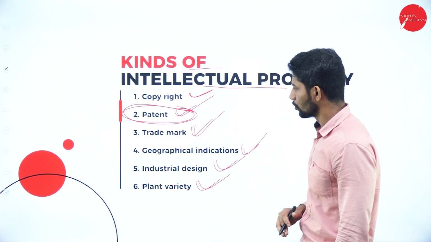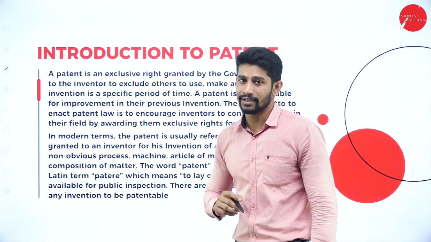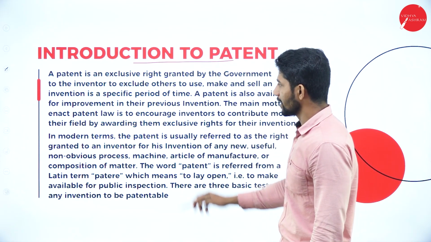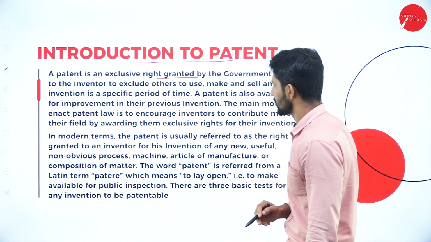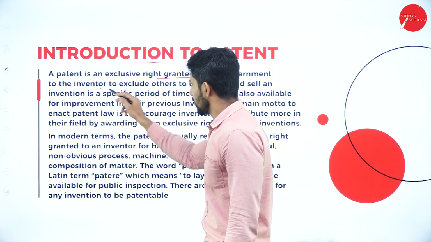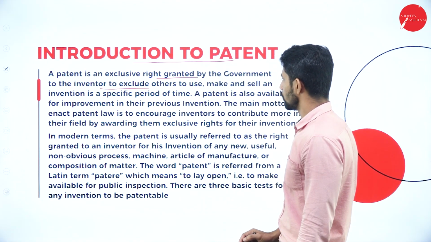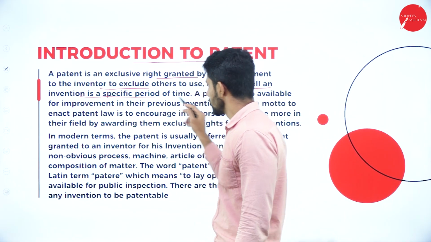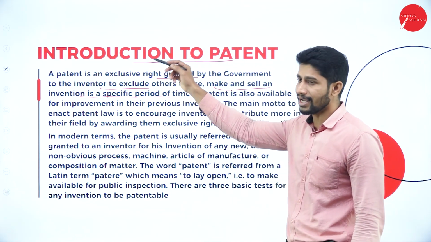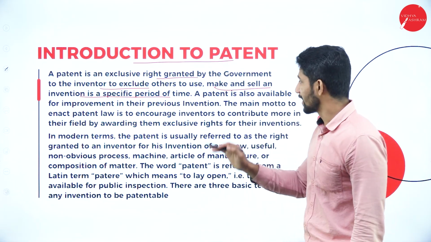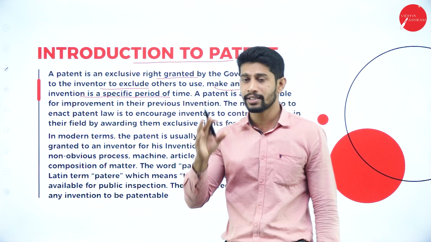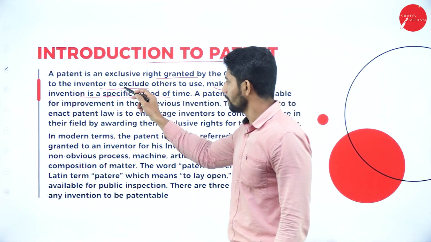Next, moving on to know the meaning of patent. So what is a patent? Introduction to patent: a patent is an exclusive right granted by the government to the inventor to exclude others from using, making and selling an invention for a specific period of time. Yes, a patent is a right exclusively granted by the government to the inventor.